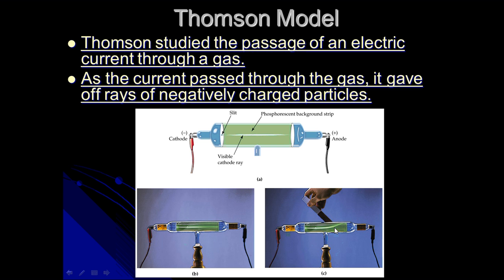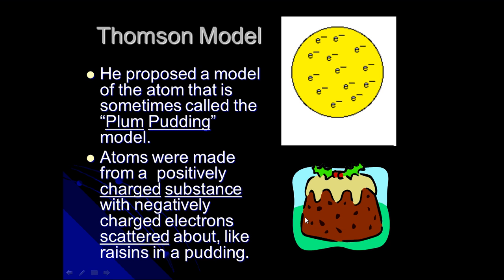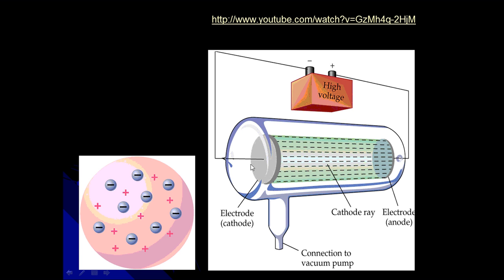Now, everyone believed at this time that atoms made up everything. So these, he called them electrons. He deduced that they had to be coming from within the atom. So the atom couldn't be the smallest particle anymore. And so it's through this experiment that he came up with this plum pudding model.